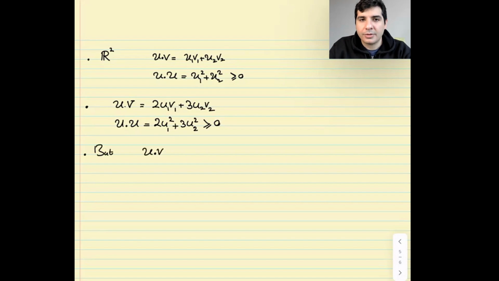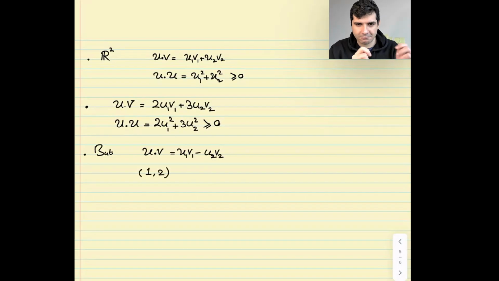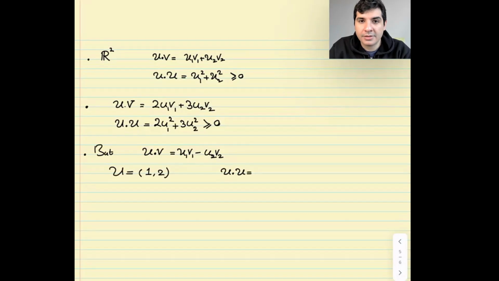But the third one, not an inner product, we defined as u1 v1 minus u2 v2. This is not positive definite. Think about the vector with components 1 and 2. u dot u would be equal to 1 squared minus 2 squared. This would be negative 3. This is a negative number, not a positive number. Therefore, this is not positive definite.